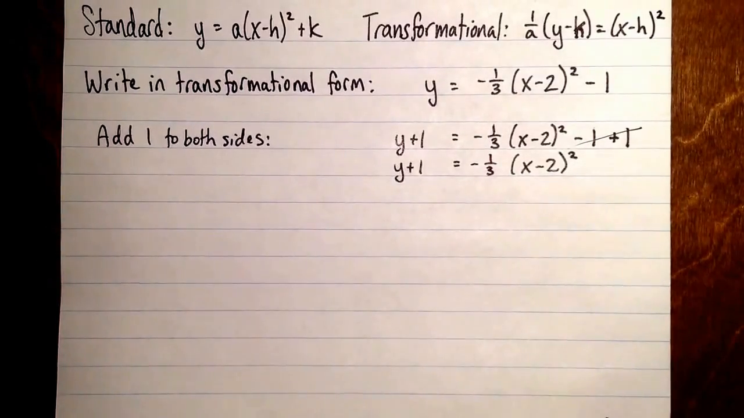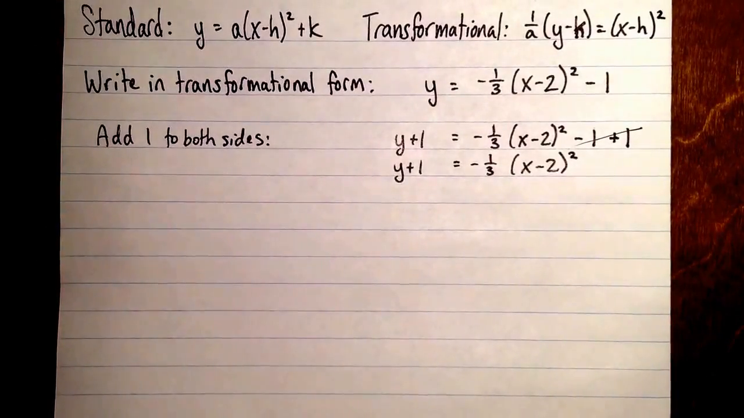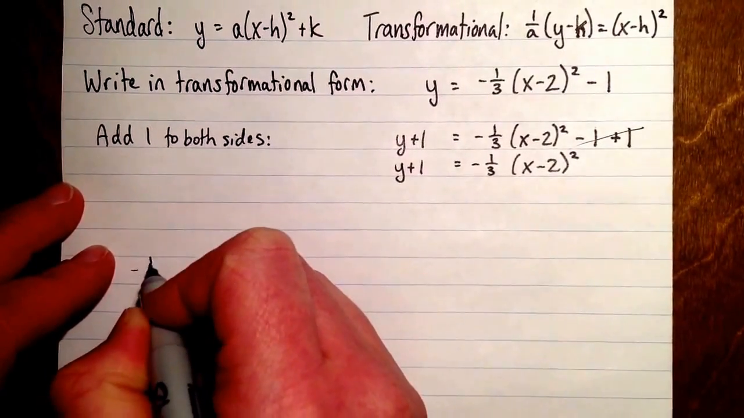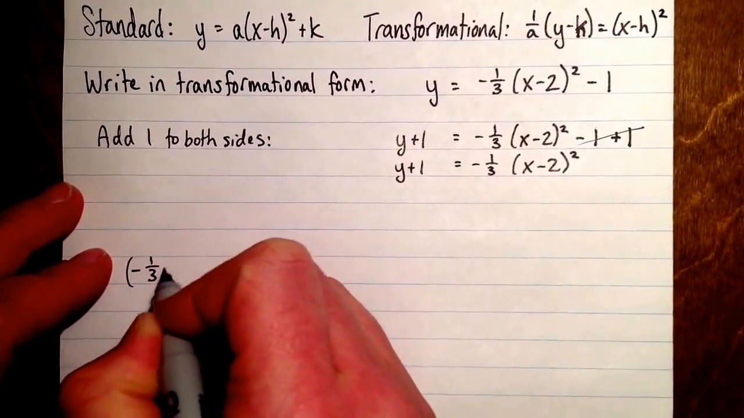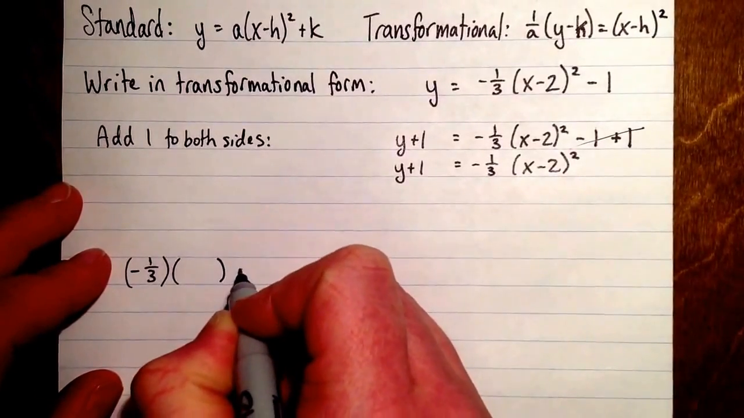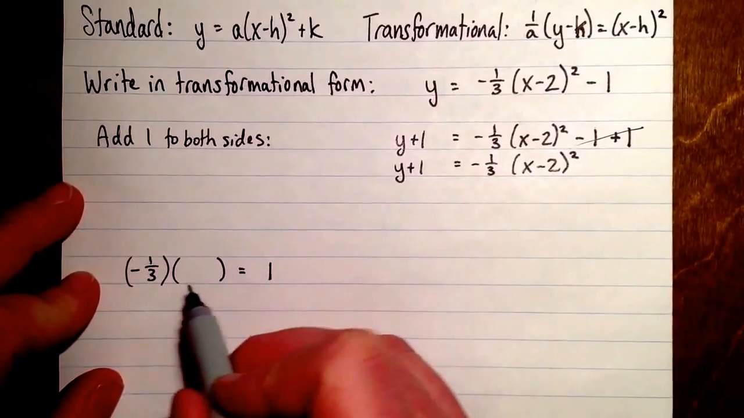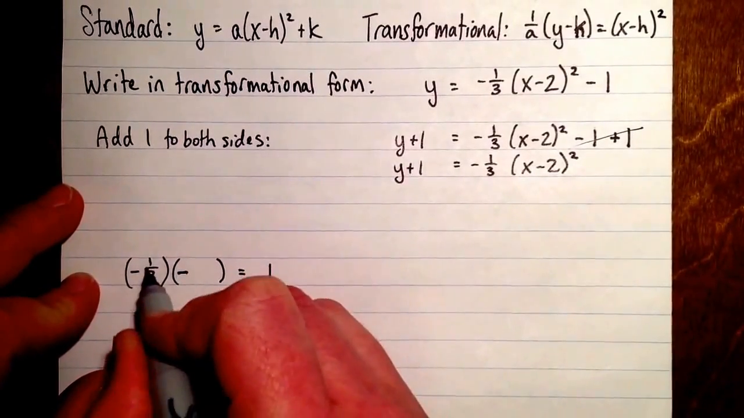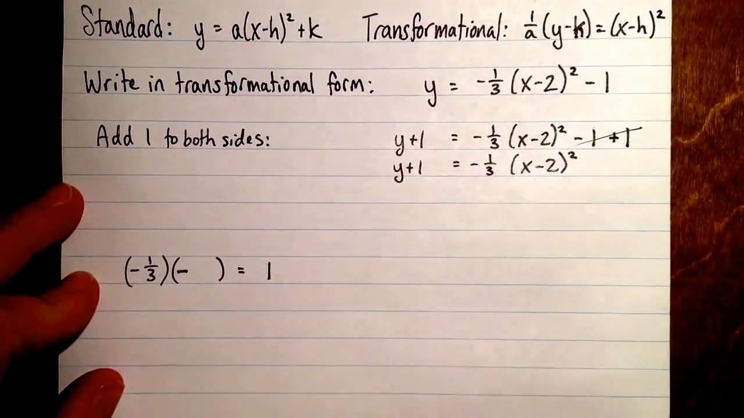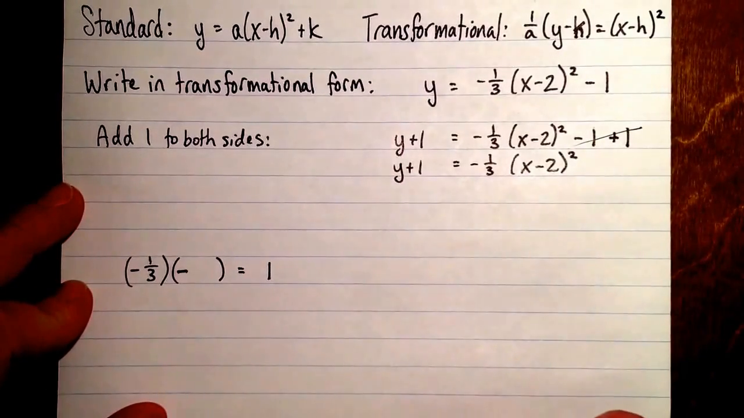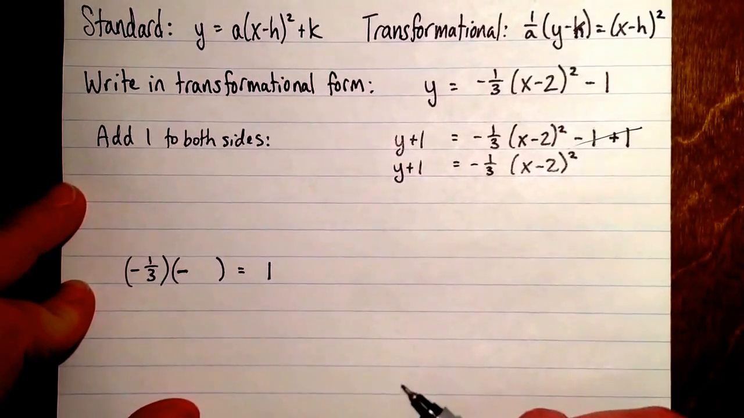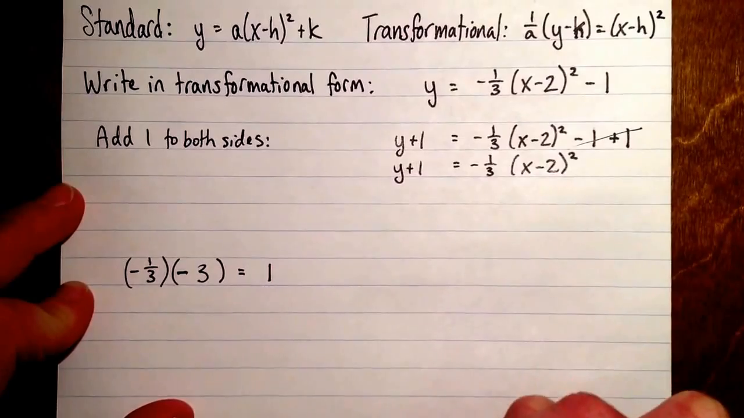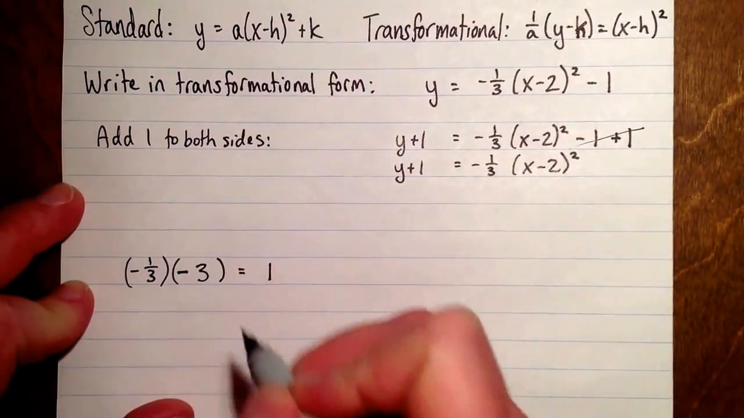So the question is, what do we multiply negative 1/3 by to get 1? Maybe I'll write this over here. Negative 1/3 times what will give 1? We know that it has to be negative, because negative times negative will give positive. And 1/3 times what will give 3? This is essentially the same question we looked at in the last example, although there were no negative signs. 1/3 times what equals 3? Well, times 3. You can look back at the example if you're not sure about why.